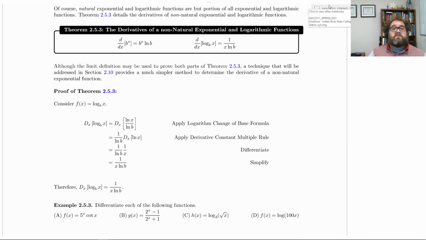Now, what about the proofs? Where do these come from? Well, you could use the limit definition, but it actually turns out you don't have to use the limit definition here, because we can use properties we've talked about recently.